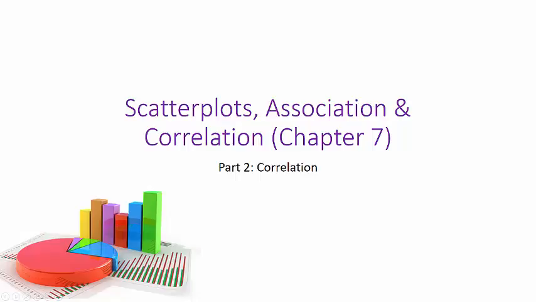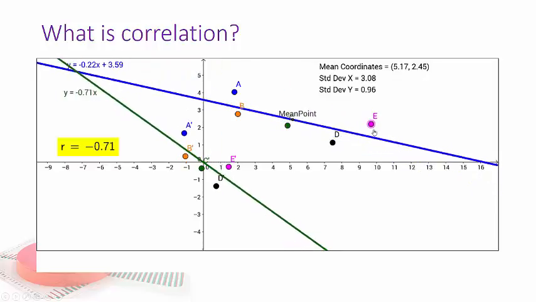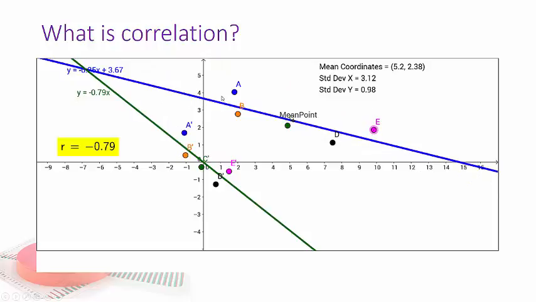Now we're going to talk about strength of the association, and the tool we use for that is correlation. And what is correlation? So first of all, I've got my original points here, A, B, C, D, and E. It doesn't matter what order they're in, and I can move them around if I want, okay?